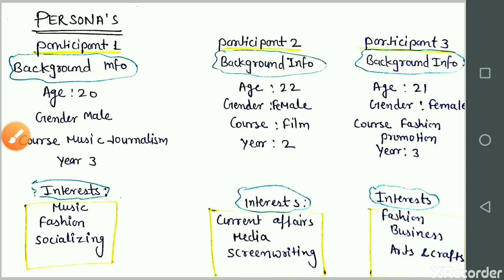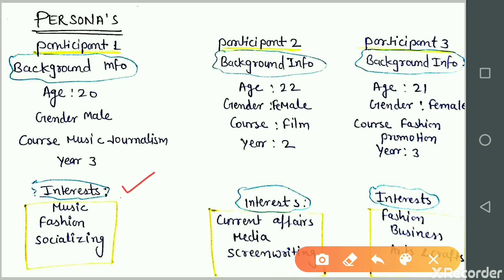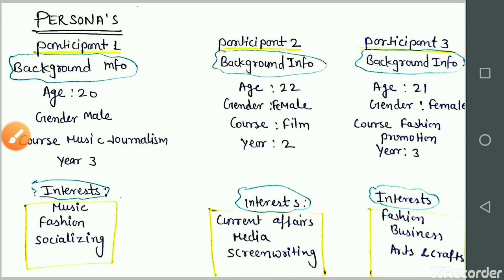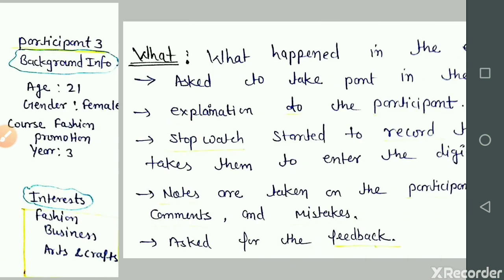According to this participant background information, we have different interest lists. First, related to music journalism, that is music, fashion, and socializing. Next, related to film, that is current affairs, media, and screenwriting. And last, fashion promotion, that has fashion, business, art, and craft. So these are all the descriptions of participants number 1, 2, and 3.